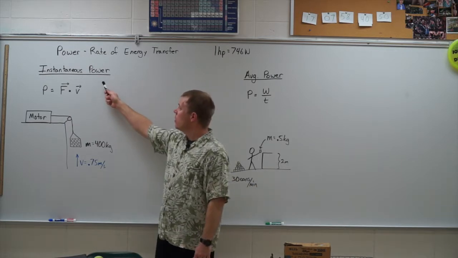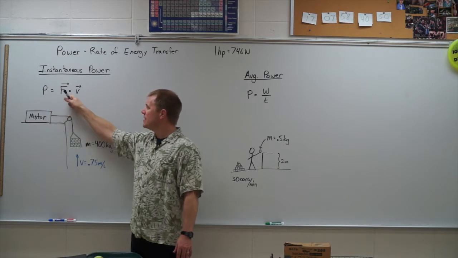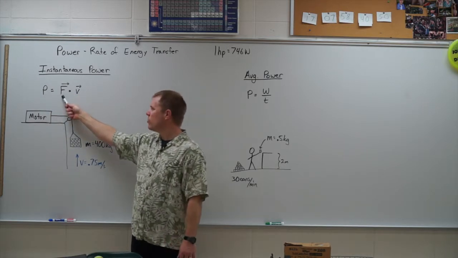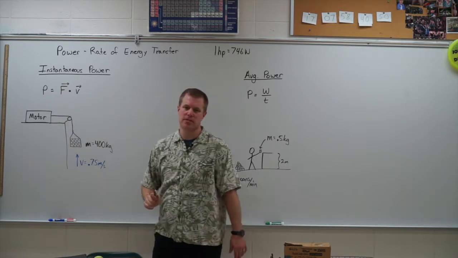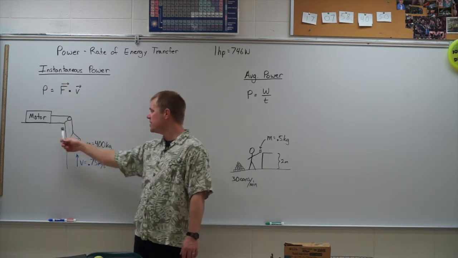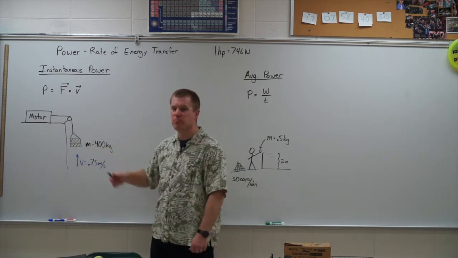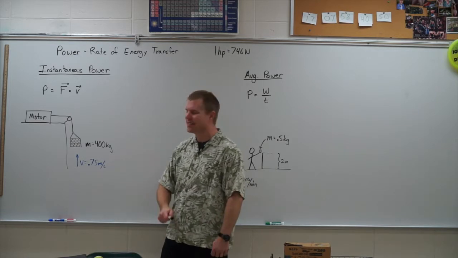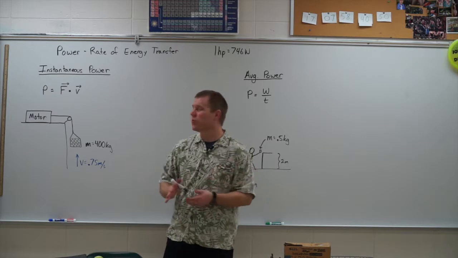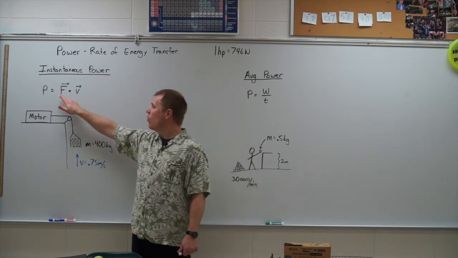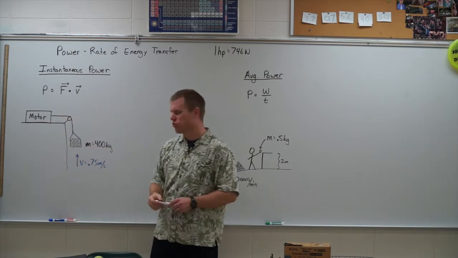So here we go. Instantaneous power is equal to the force dot the velocity. What that really means for us is we want the parallel component of the force times the velocity. So in our case here, I have an example of a motor hoisting up 400 kilograms of bricks straight up at a constant velocity of 0.75 meters per second. So the first thing I need to do is find out what force the motor is supplying. So what's the tension in that string?